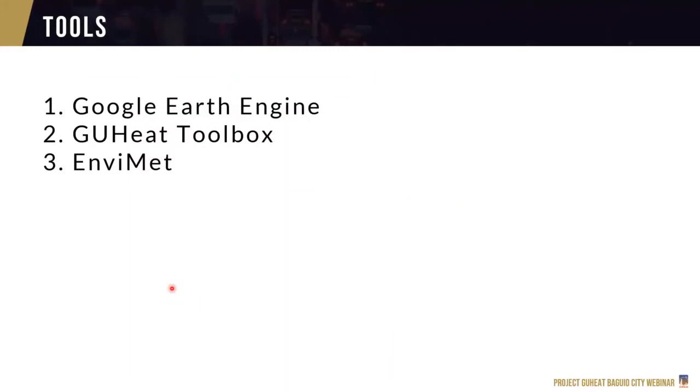Okay, so now we discuss the tools used. We have three main tools used in the project: Google Earth Engine, GUHeat Toolbox, and ENVIMET. So the first one is Google Earth Engine. Google Earth Engine is a cloud-based computing platform which also has access to a huge database of satellite images.